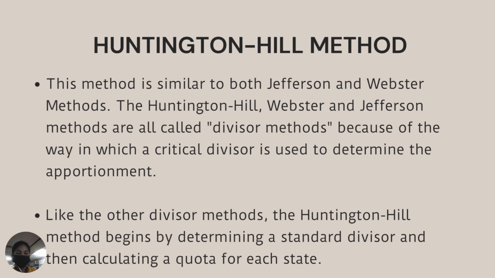The Huntington-Hill method is similar to both the Jefferson and Webster methods. The Huntington-Hill, Webster, and Jefferson methods are all called divisor methods because of the way in which a critical divisor is used to determine the apportionment. Like the other divisor methods, the Huntington-Hill method begins by determining a standard divisor and then calculating a quota for each state.